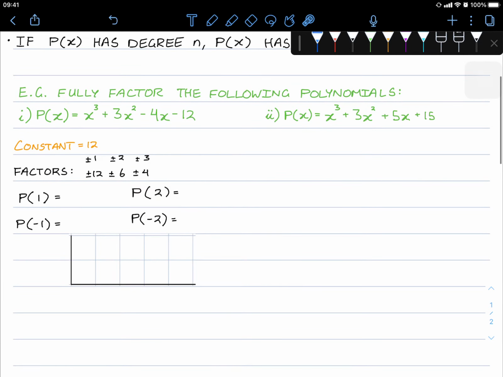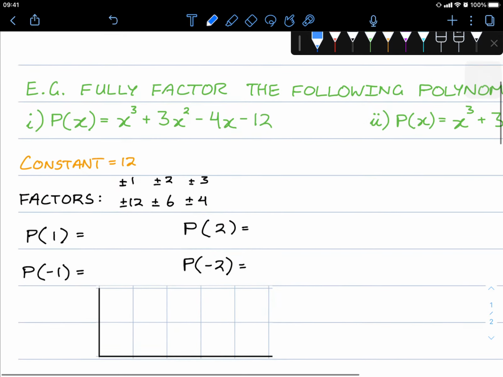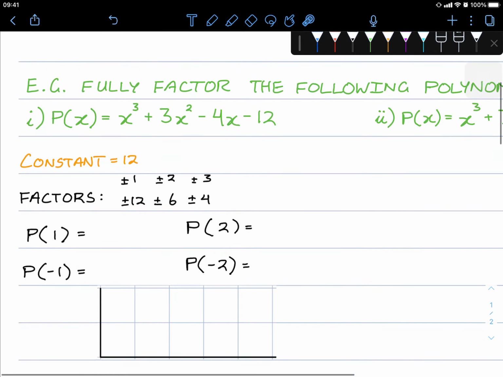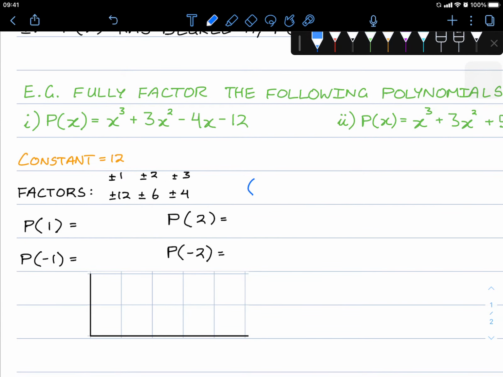So let's do an example here. The first one I've already kind of set up. The constant term of the polynomial is negative 12. So the factors that we need to test are plus or minus 1, plus or minus 12, plus or minus 2, 6, 3, and 4. So one of these numbers, or 3 of these numbers possibly, where if we divided it by, let's say, x minus 1, the remainder of this should be 0.